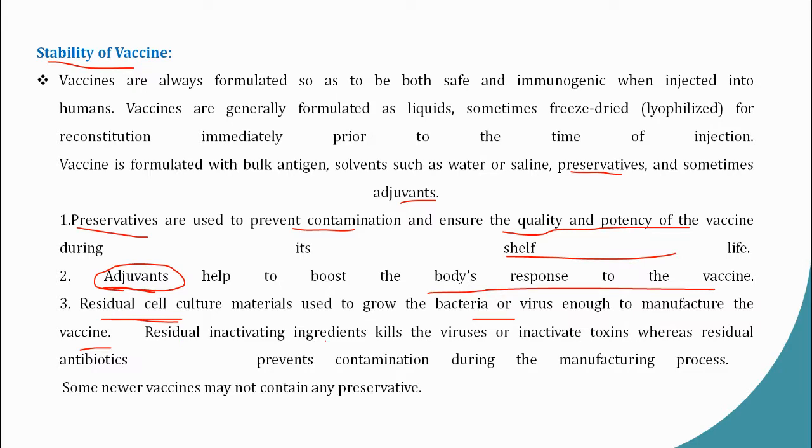These residual inactivating ingredients will kill the viruses or inactivate the toxins, whereas the residual antibiotics prevent contamination during the manufacturing processes. These are the very important products used to increase the stability of the vaccine. Whatever new vaccines are now being synthesized, they do not contain any preservative.